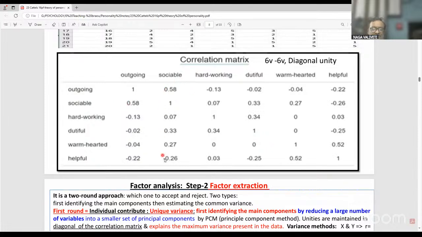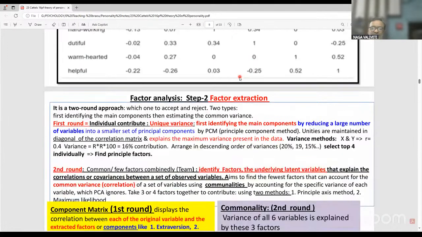If you see here also, sociability and outgoing are grouped the same. Hardworking is nowhere near that. Slightly hardworking is with the 34, that is dutiful, conscientious, value-oriented. These people will come together. Like that, it will be arrived at. Visually, prima facie, we can arrive at some understanding with this matrix.